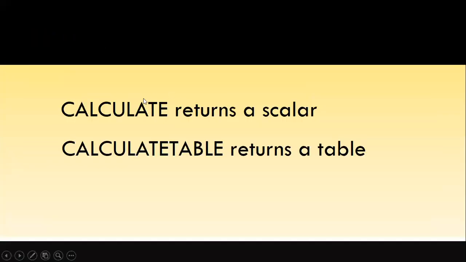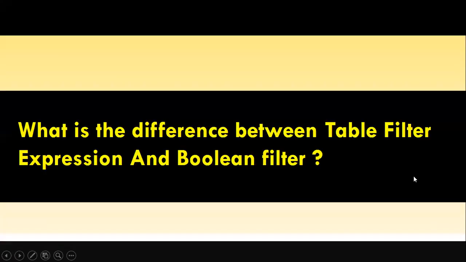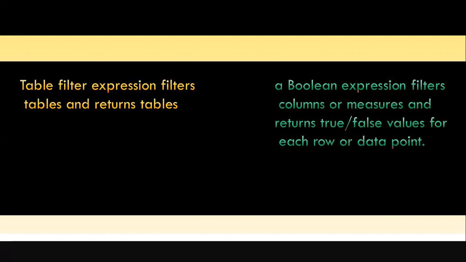And other differences, yeah. If they ask you something like, what is the difference between calculate and calculate table? Calculate returns a scalar, which means a single value. Calculate table returns a table. So filter we already discussed. In the case of filter, it takes a subset of the data and builds a virtual table behind the scenes, and it applies the sum on the virtual table or subset of the data. Okay.